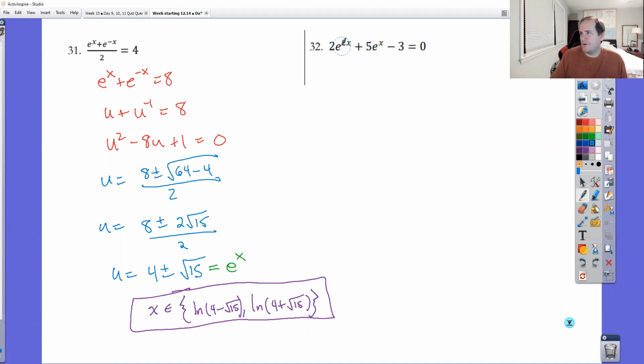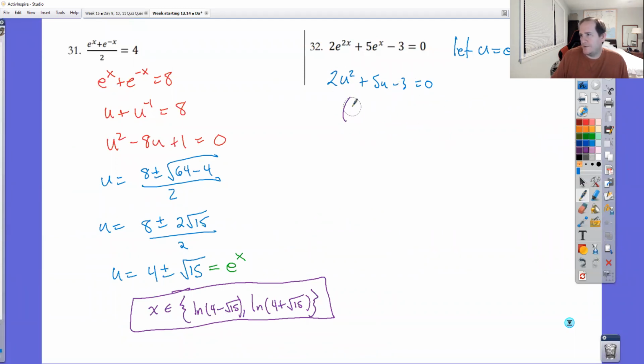I guess we're just going straight to a U substitution, eh? This would be, assuming we've let u equal 2 to the x, e to the x. So it'd be 2u squared plus 5u minus 3 equals 0. And then this guy is mercifully factorable.